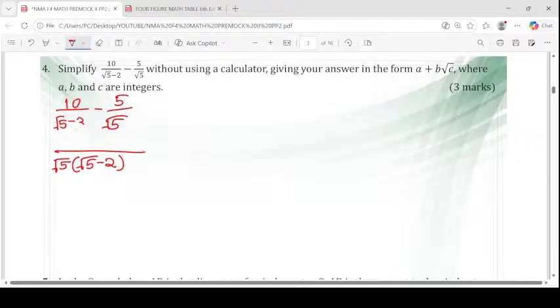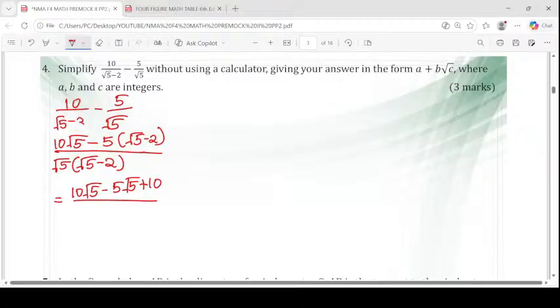I'll be getting 10 root 5 here. Then root 5 and root 5 cancel. I'll now be having minus 5 into root 5 minus 2. That is the first step. Opening the brackets, this will be 10 root 5 minus 5 root 5, then plus 10. Remember, negative 5 times negative 2 becomes positive 10.